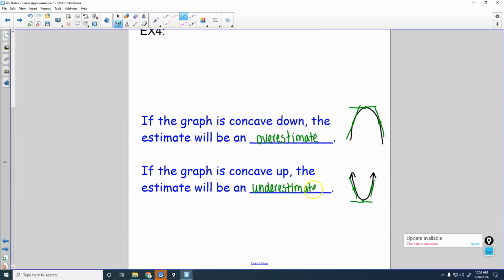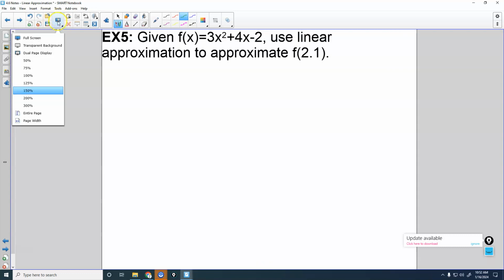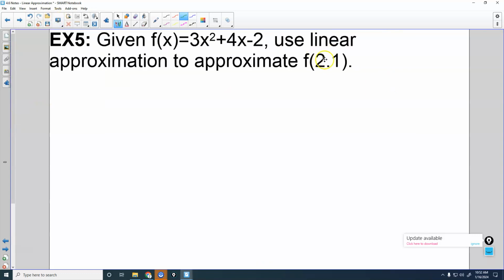So in order to tell whether you have an overestimate or an underestimate, you need to know the concavity of the graph for that. So concavity is always what you're looking for. Okay, so let's look at this particular problem. And so an argument can be made, it's just easier to plug in 2.1 into this. You could do that without a calculator. It's going to take you a little while, but we're working on linear approximation right now.